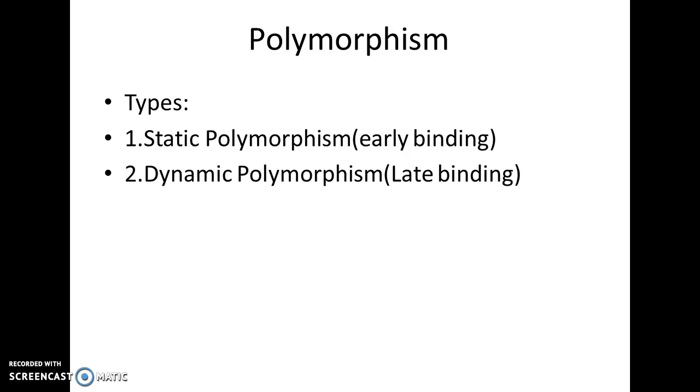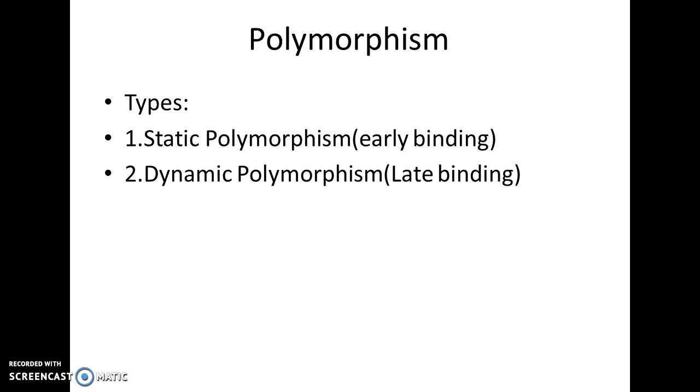First, we should know what is polymorphism. Polymorphism is nothing but ability for objects of different classes to respond differently to the same function call. That is called polymorphism. There are two types of polymorphism. One is static polymorphism, another one is dynamic polymorphism.